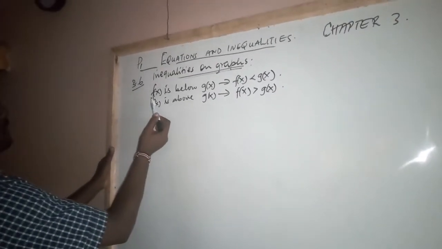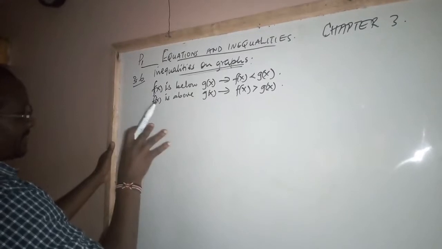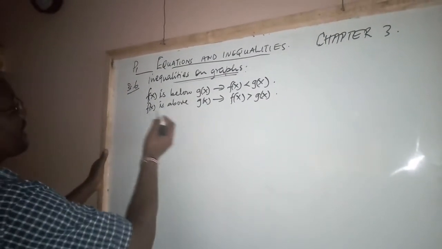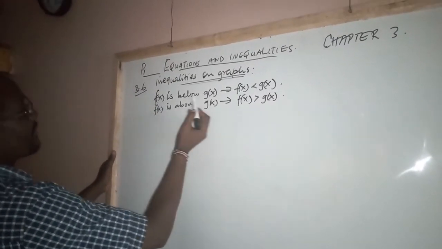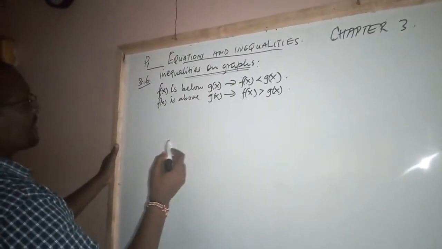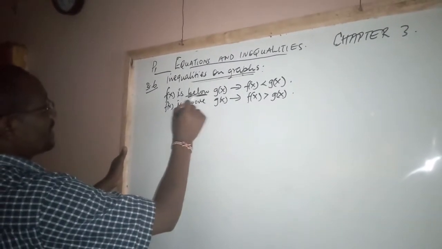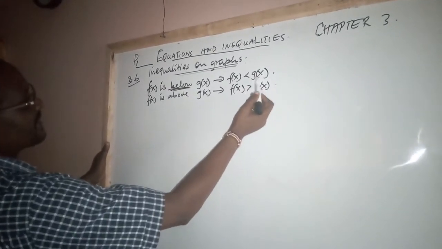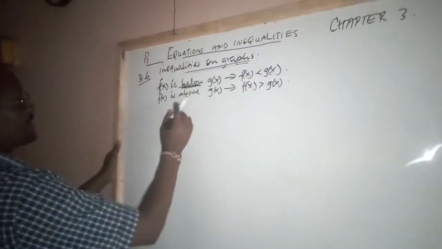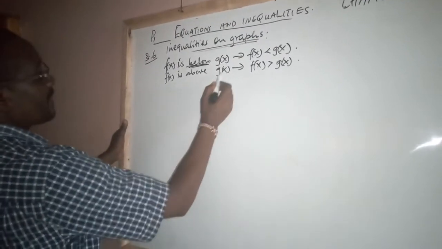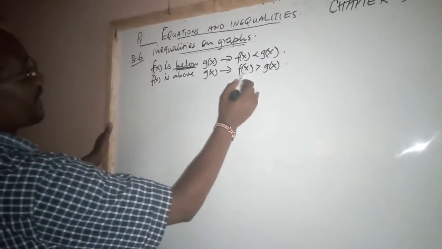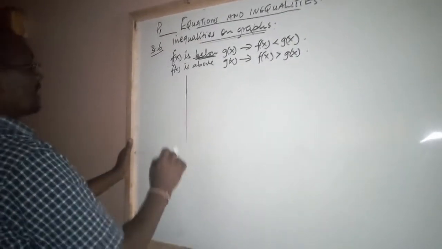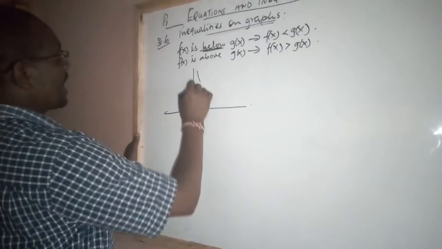When the graph of a function f(x) is below the graph of another function g(x) on the same set of axes, then f(x) is always less than g(x). When the graph of f(x) is above that of g(x), then f(x) is greater than g(x). This is illustrated in the diagram below.